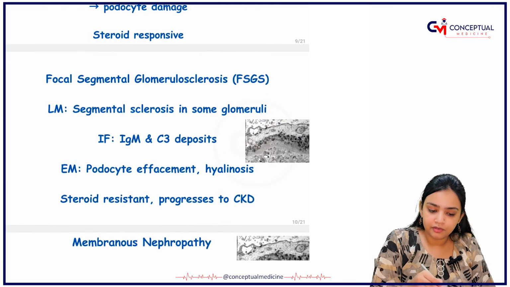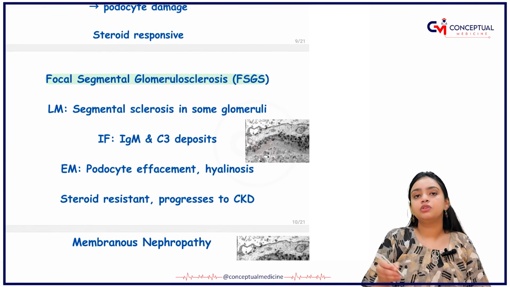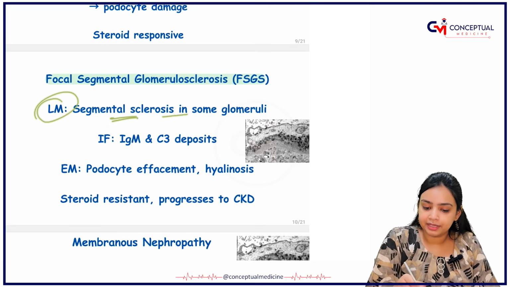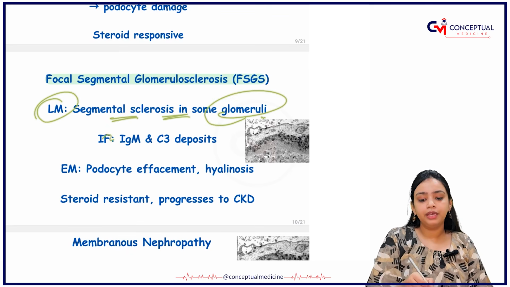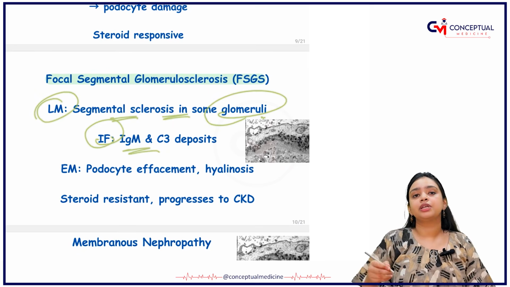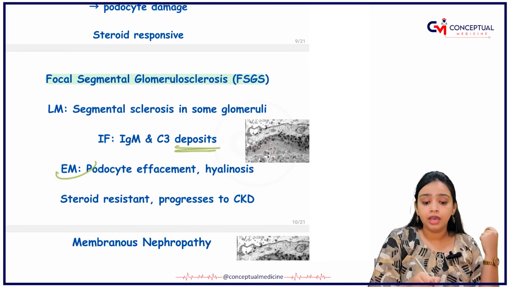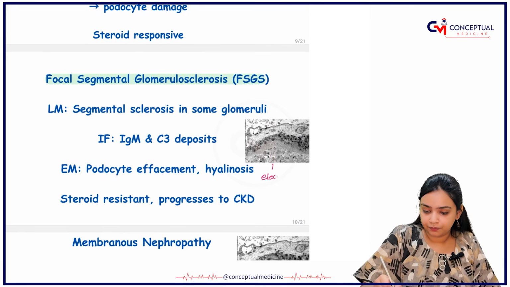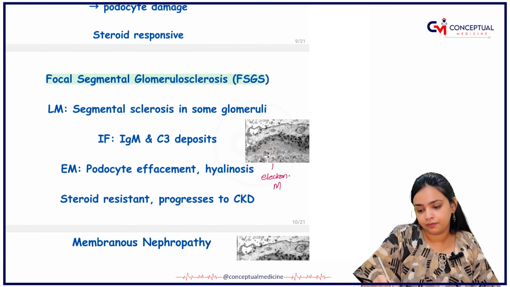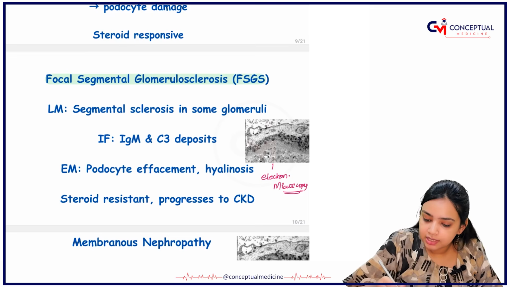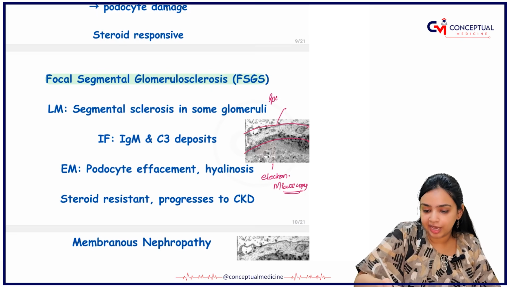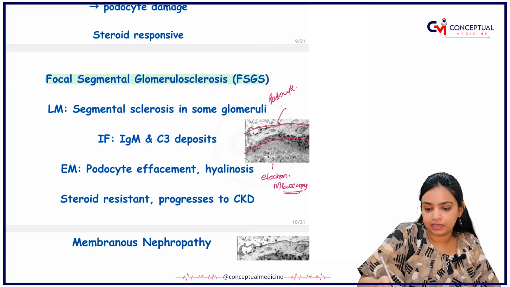Next that you have is the focal segmental glomerulosclerosis. Here in the light microscopy, you will be able to see there will be segmental sclerosis in some of the glomeruli. In the immunofluorescence, you will be able to appreciate the IgM and the C3 deposit. In the electron microscopy, you will be able to see these are the podocytes, so you are able to appreciate the podocyte effacement.